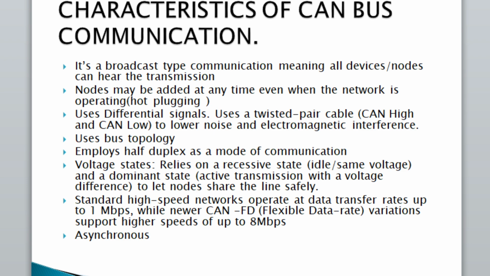And then the standard speed for CAN bus communication can go up to 1 megabit per second. And the newer variations such as the CAN FD, FD standing for flexible data rate, can support higher speeds of up to 8 megabits per second. And lastly, CAN bus communication is asynchronous.